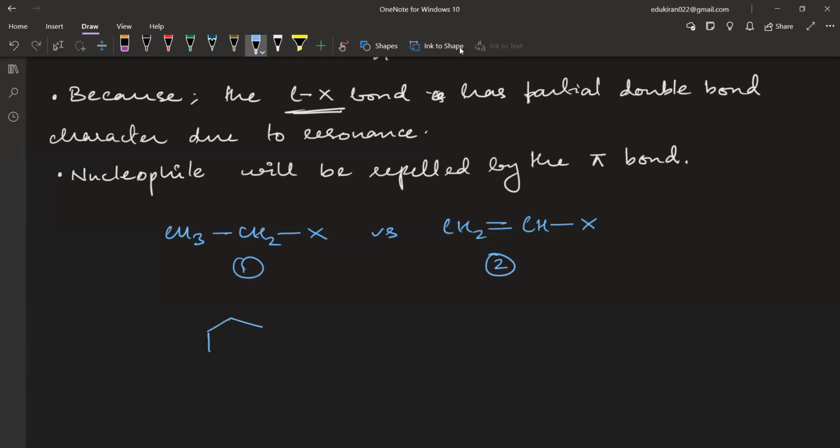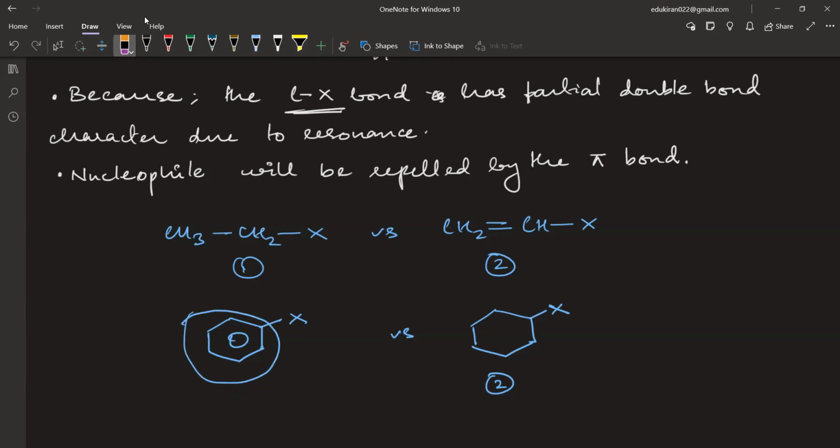Okay, tell me now. All of you will answer me in chat, okay? Which reactivity will be faster, one or two? Answer in chat. Okay, Krishna. Hiba and Zad, nahi samajh mein aaya aap logo ko? Zad, what is this structure? Tell me now. Ye structure kya hai? Turn your mic on. Benzene.